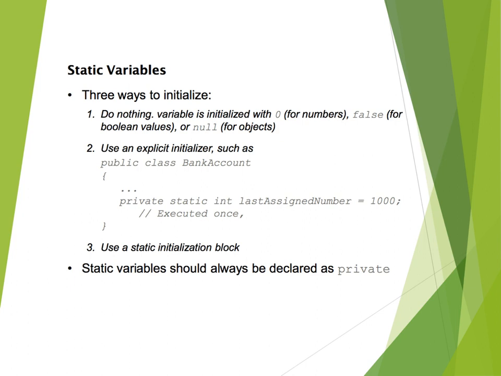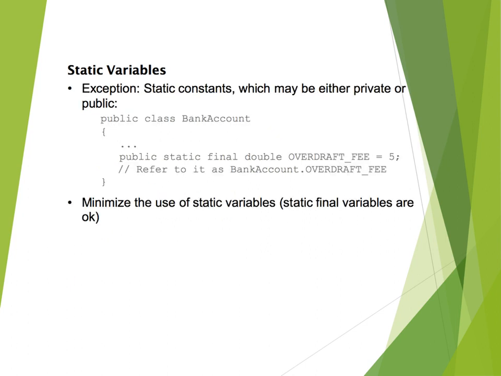The important point here is static variables should always be declared as private. You should not declare them as public. However, there's an exception to that rule: static constants. If you have a static constant, you can define it either private or public. For example, in the class BankAccount, you can define a static final double OVERDRAFT_FEE equal to 5. Although it's static, it's okay to be public because it's final, which means it contains a constant number.